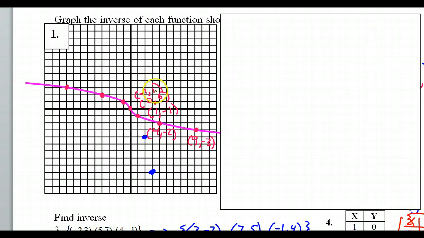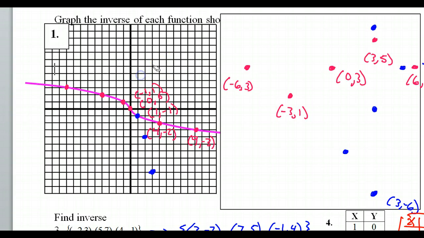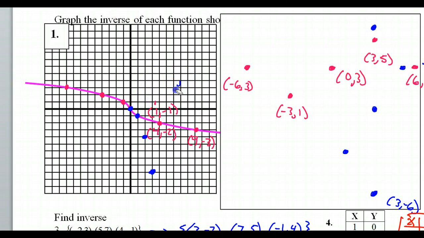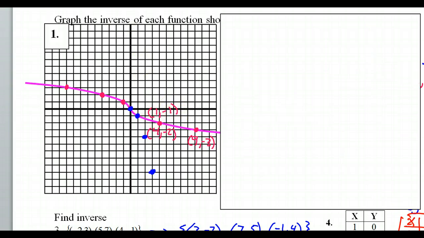All right, the next one is -1, 1. The inverse of that would be 1, -1. Okay, so 1, -1 would be right here. All right, the next one is 0, 0. So the inverse of 0, 0 is still 0, 0. So that'll be like that. All right, then we have 1, -1. The inverse of that would be -1, 1. -1, 1 would be right here.